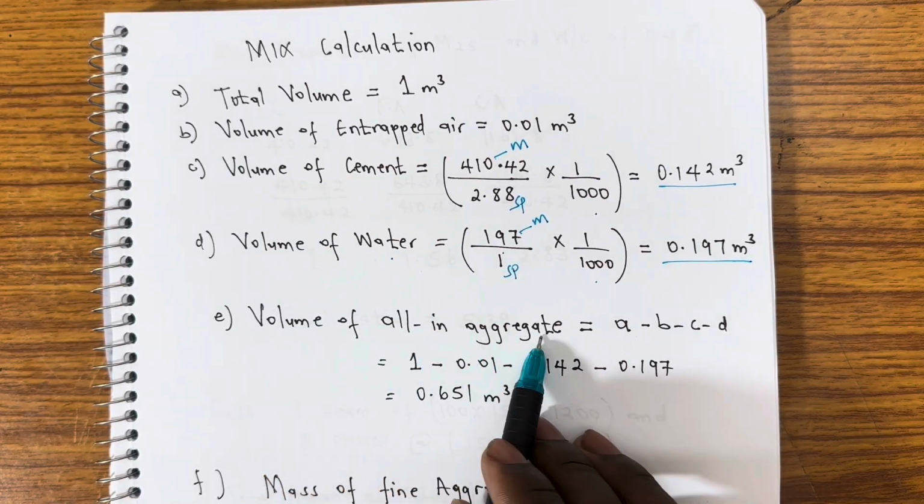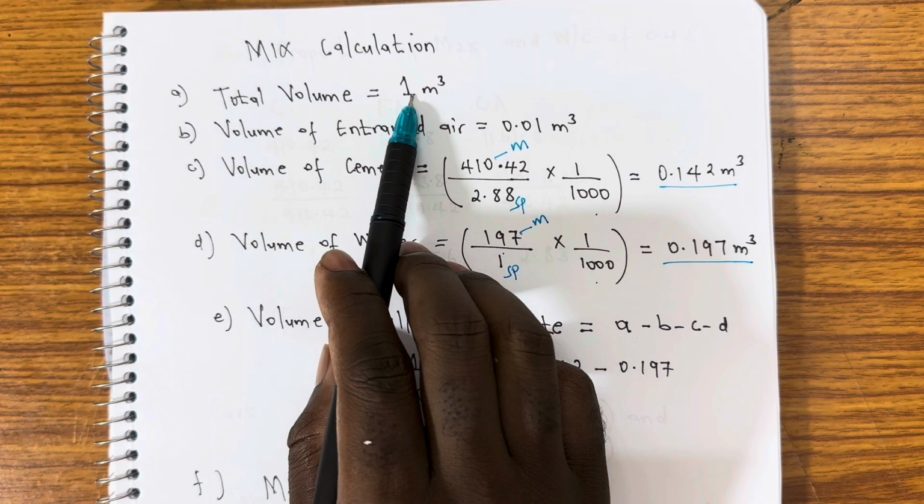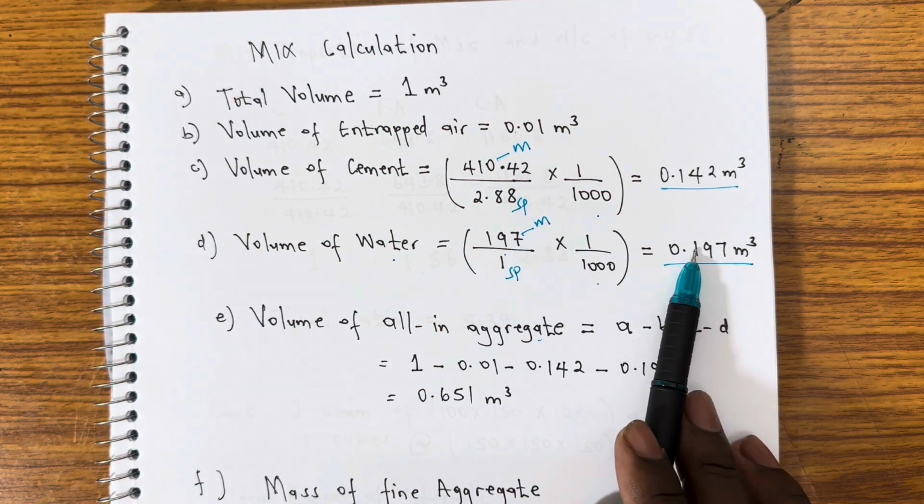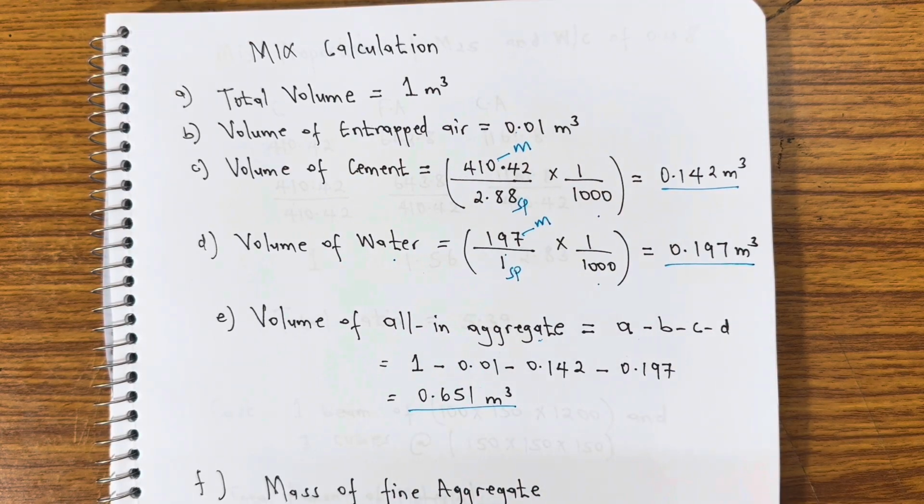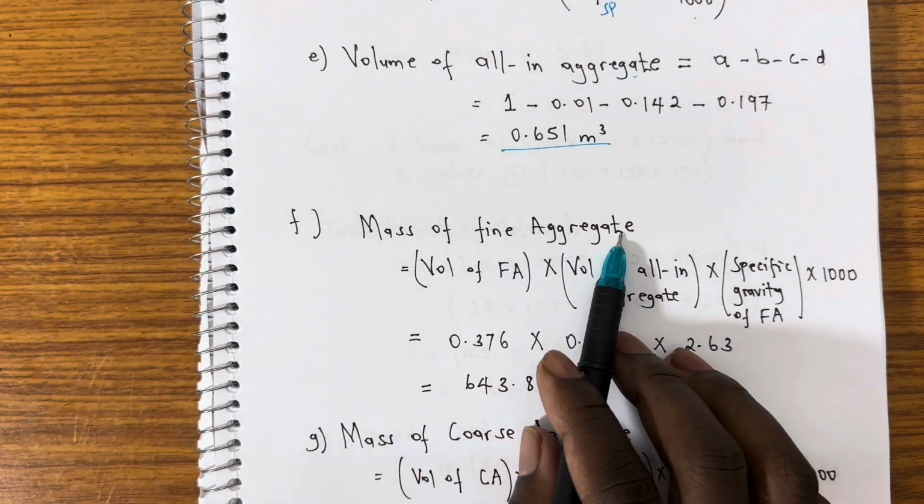Volume of all-in aggregate is equal to A, our A is this one, minus B, which is this, minus C, which is this, minus D, which is this. So that volume of all-in aggregate is coming to 0.651 meter cube.